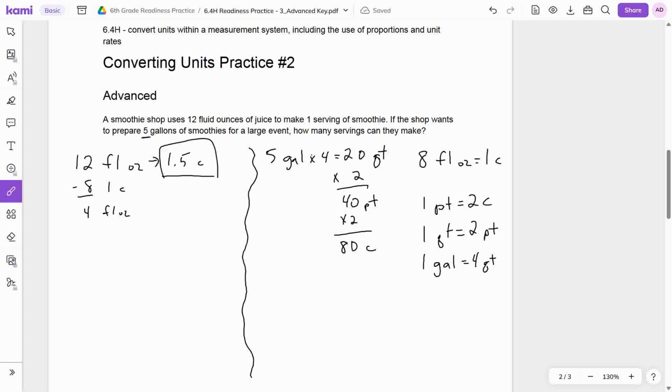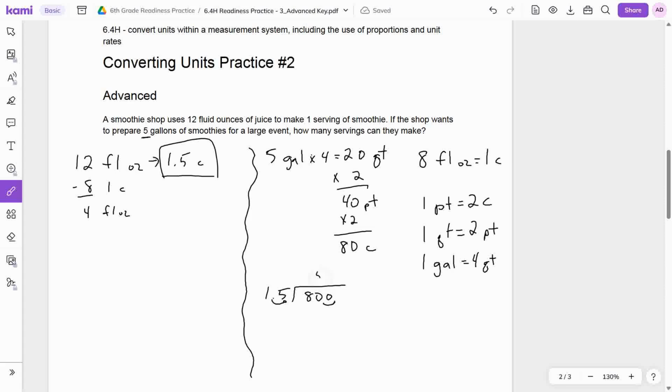I need 1.5 cups for every smoothie. I've got 80 cups. So how many 1.5 cups can I get from 80? That's going to be division. So let's divide 1.5 into 80. Now when we divide, if we have a decimal in the divisor, what we do is we multiply both by 10. So I'm going to move that decimal over. I'm going to move that decimal over. It's going to be 15 into 800.